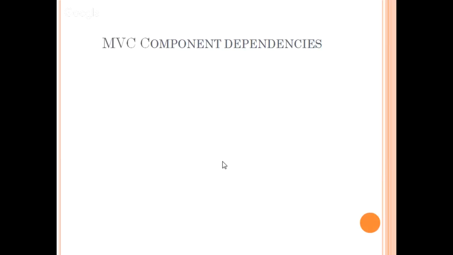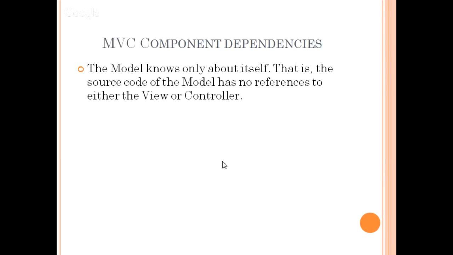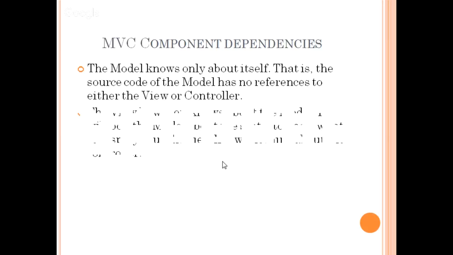There are some dependencies. These components I just mentioned interlink. They have this dependency, but not all of them. They have this correlation and are interlinked in a way, but some are highly dependent on the rest. So I'll just mention a few. The model knows only about itself. That means it has the source code, the blueprint of the database, and it has no references to either the view or the controller.